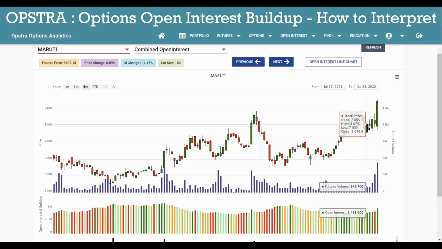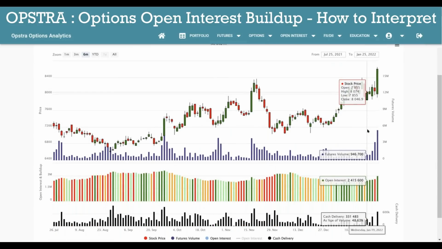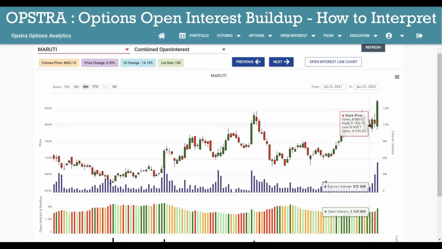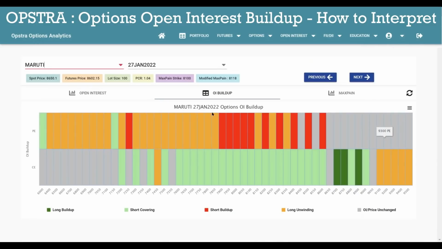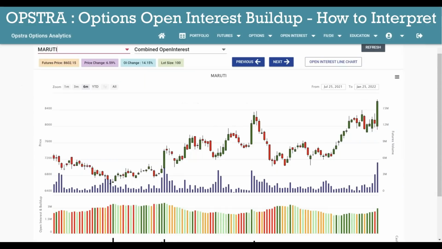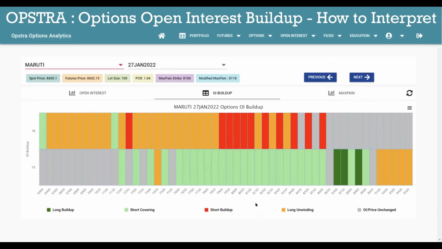So if you saw this chart somewhere here around January 19 or 20, and if they both were in sync, then you would have gone long using your system in sync with this. So that's how you have to look at this open interest buildup.